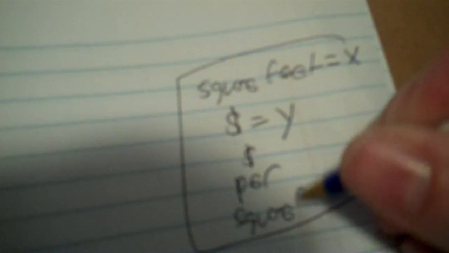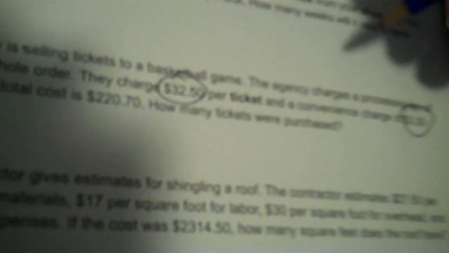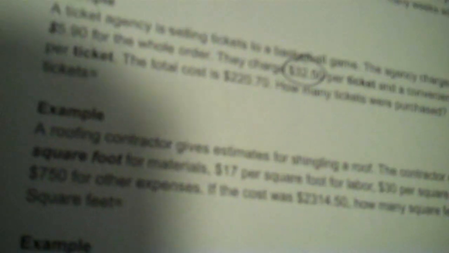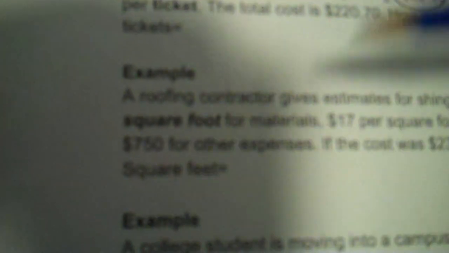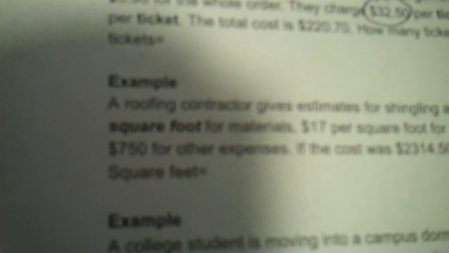So per, we put the money on top and square foot on the bottom. Remember, feet is plural, square foot is singular. So what do we got for per square foot? Well, $27.50, 17, 30. The $750 is not per square foot though, it doesn't say that, so I add those up, and that's the rate of change.